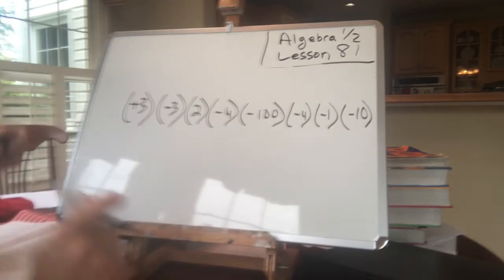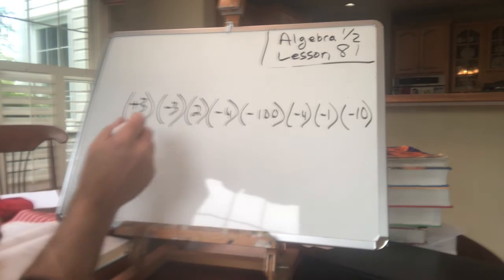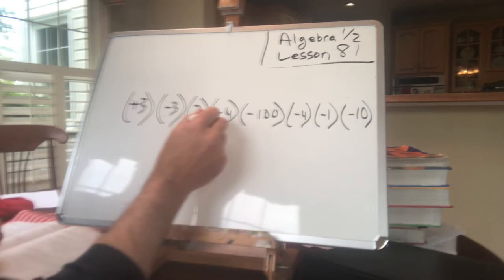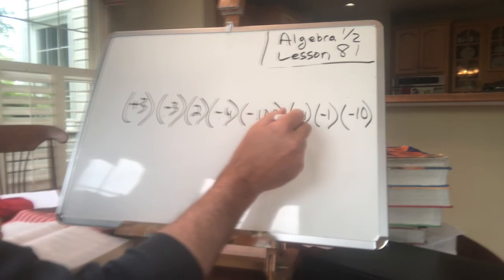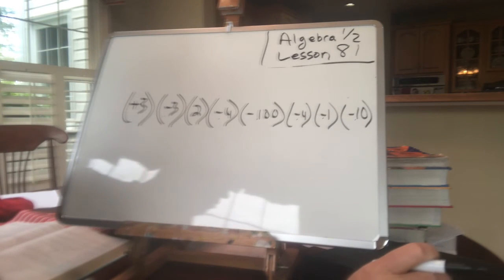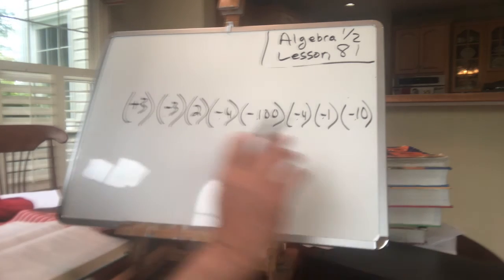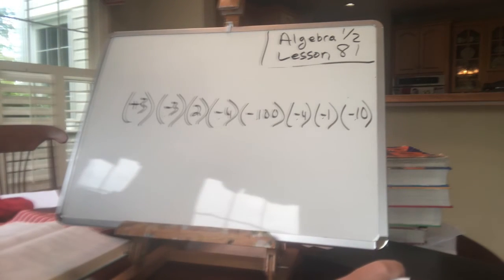Okay. How many negatives do I have? That's the first thing we do. How many negatives do I have? Because that's all that matters. I have 1, 2, 3, 4, 5, 6. I have an even amount of negative numbers. Therefore, my answer is going to be positive, and now I just need to do the multiplication, okay?